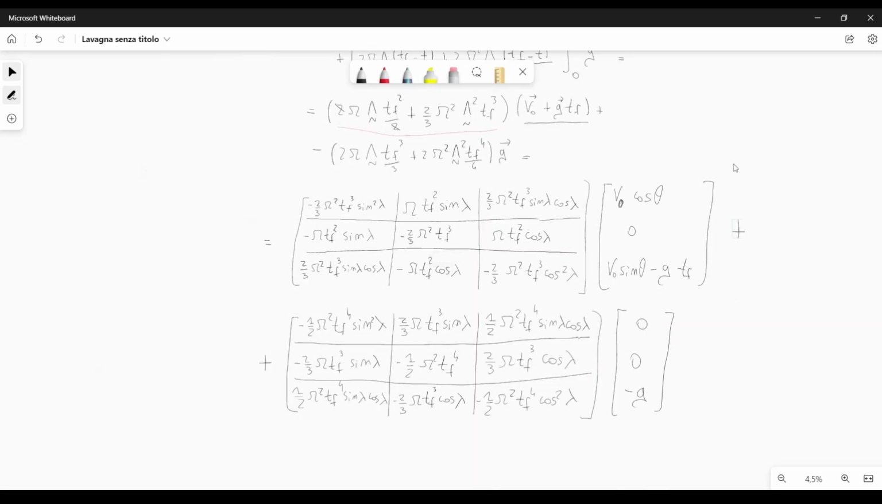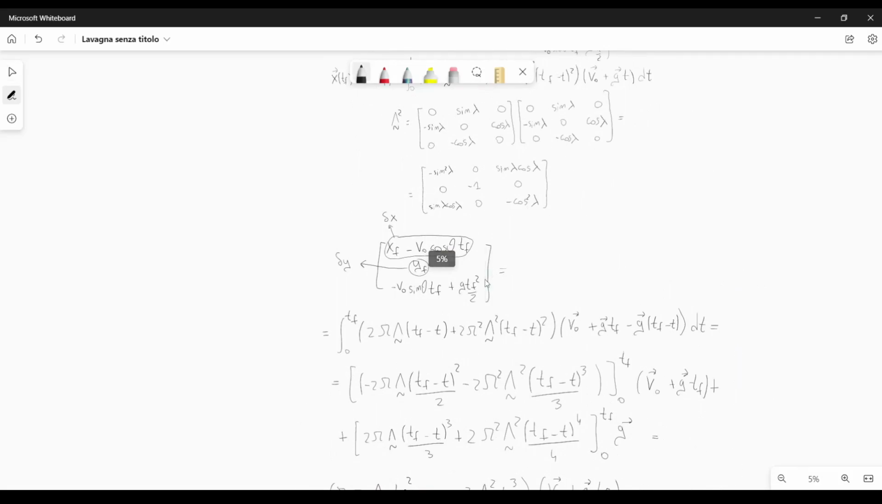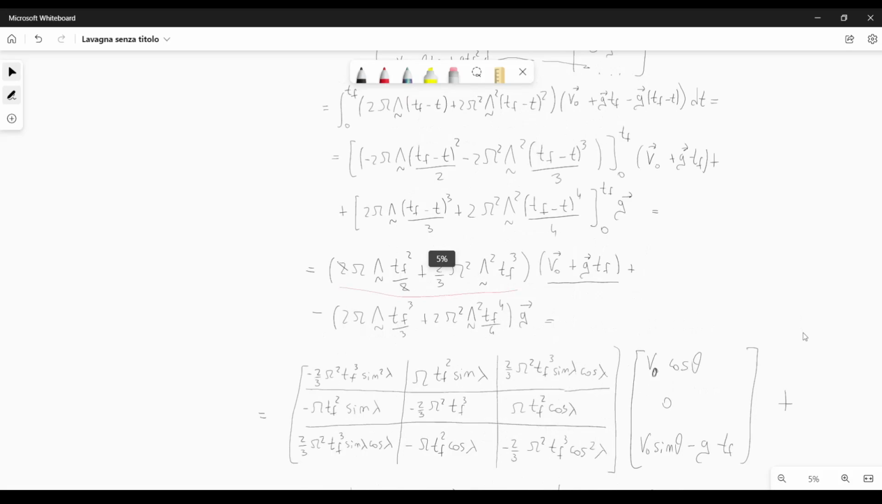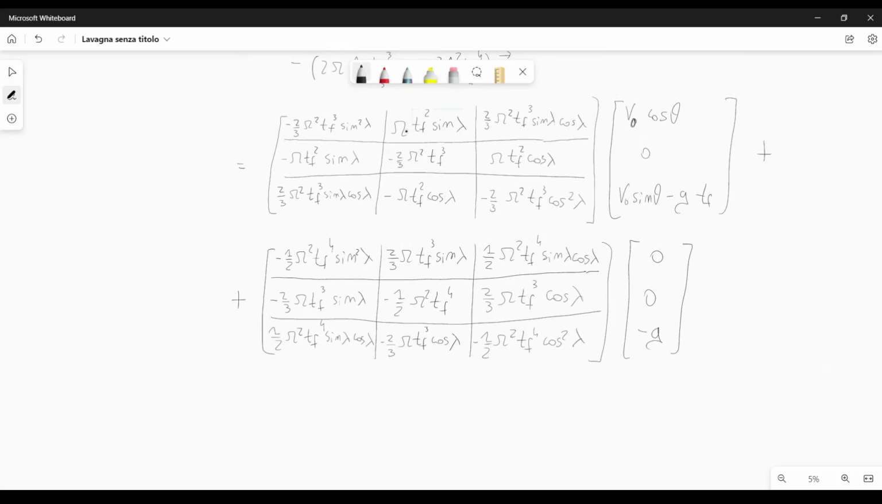Now we are ready to take the three components of our solution. Remember that we started from this vector here, which is the vector delta x, delta y, and this third component here that I'm not going to rewrite. We can take the three components of this system. So, for example, the first component can be obtained by multiplying this first row of the first matrix by the column of this vector, and then we add the first row of the second matrix multiplied by the column of the second vector. And we can get delta x in this way.